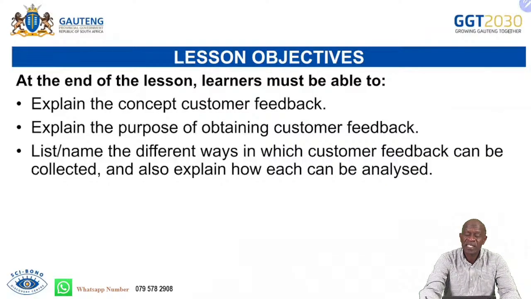Here are your lesson objectives. At the end of this lesson, you as grade 12 learners must be able to do the following. Firstly, you need to be in a position to explain the concept customer feedback. You also need to be in a position to explain the purpose of obtaining customer feedback, that is the reason why it's necessary for businesses to get feedback from its customer.